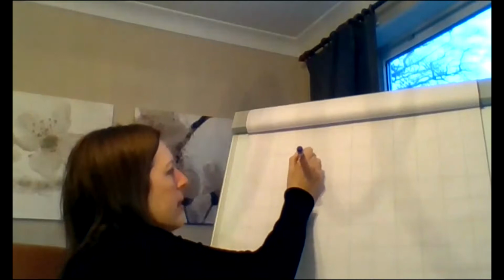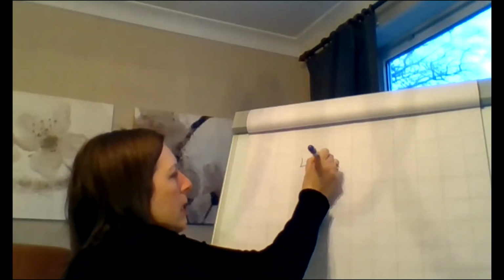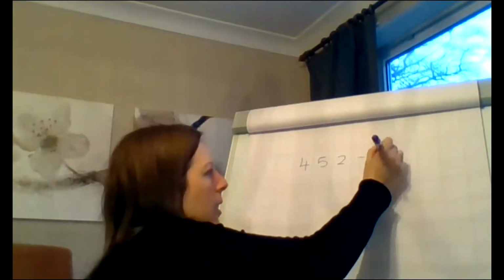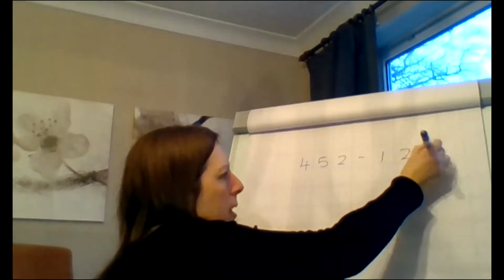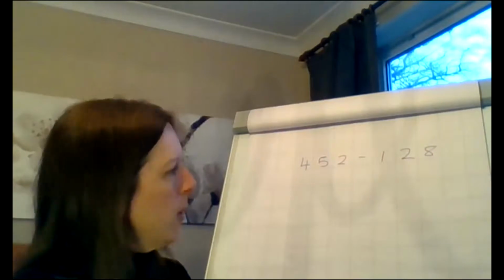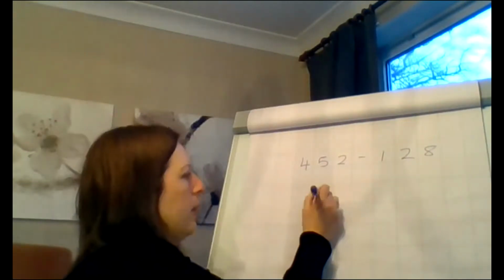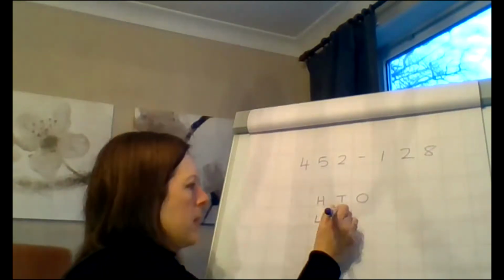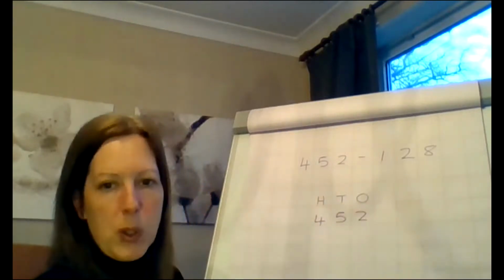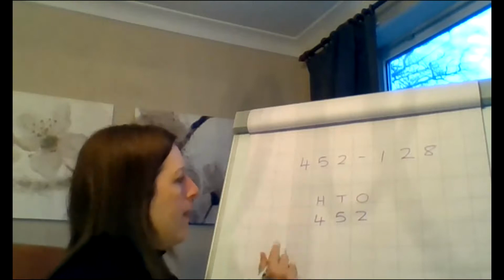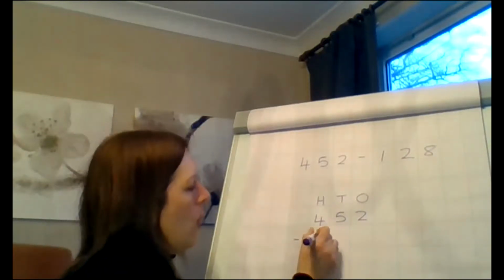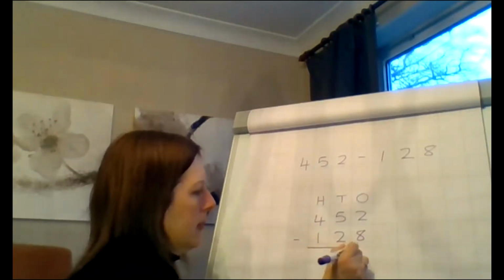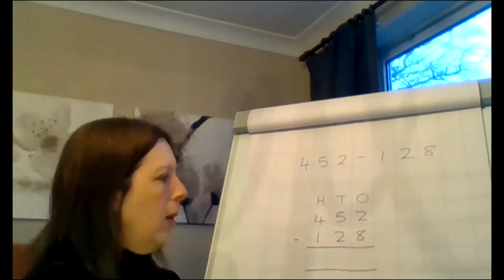So let's have a look at 452, and from that I am going to take away 128. Okay, 128. So columns first. Hundreds, tens, ones. Biggest number must go first because we always take away from the biggest number. 452. Take away 128. Equal sign.